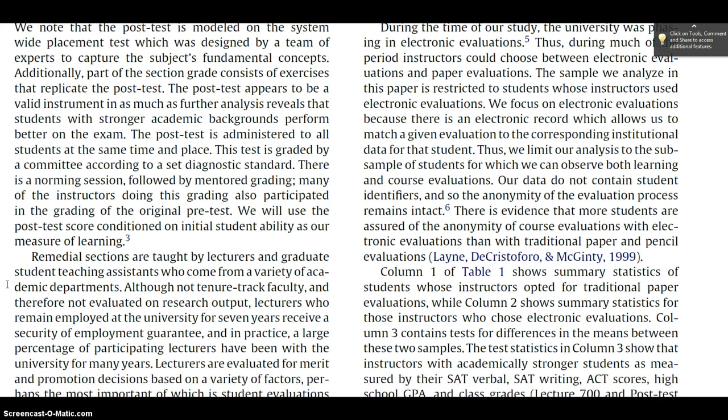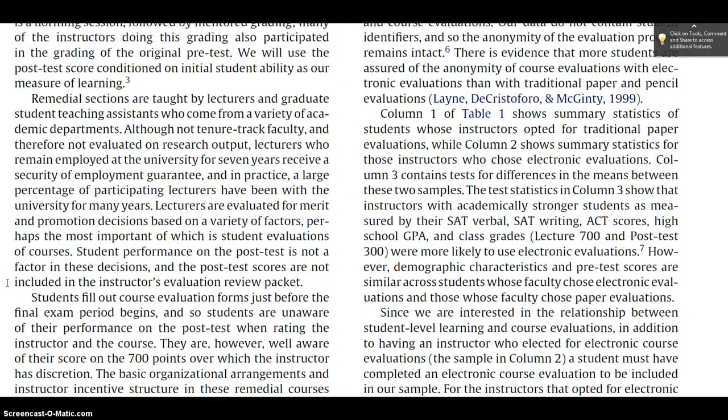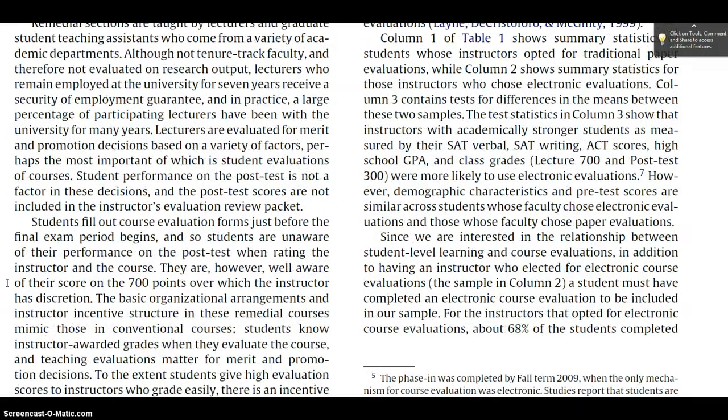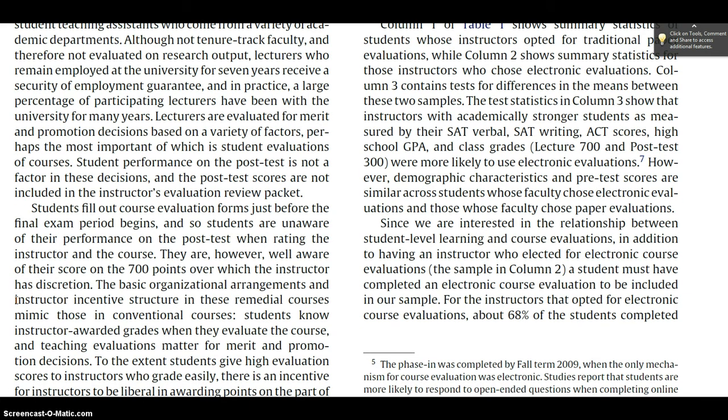Again, we get discussion of validity if we scroll further down, because the researchers are showing that, well, these students fill out these course evaluation forms just before the final exam period begins, and so they don't actually know what their performance on the post-test will be. However, there is a possible sort of limiting factor in terms of they do know what their score is on these 700 points. So the researchers are trying to indicate the validity of what they're doing, but then also acknowledge a possible issue that could compromise.